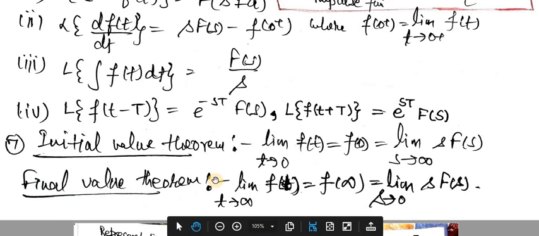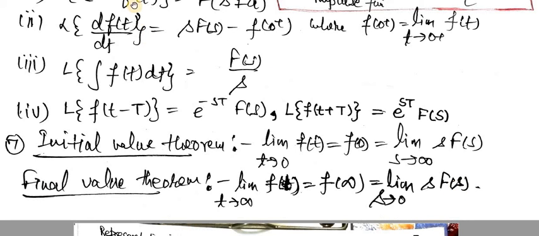Similarly, the final value theorem is the limit t tends to infinity of f(t), meaning we are talking about the value of f(t) at t equal to infinity, the steady state value. This value is equal to the limit s tends to 0 of sF(s). Okay, so this is all about the formulas which we will be using in transient analysis of any circuit using Laplace transform.